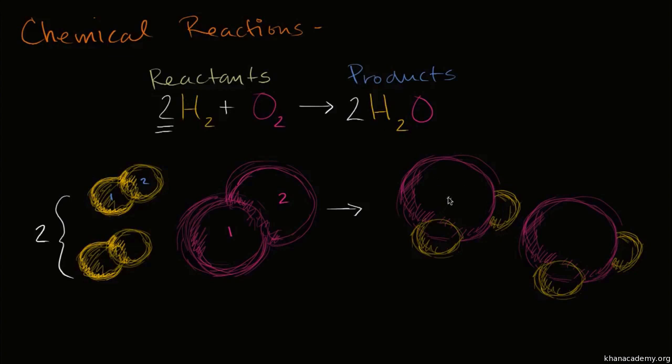And look, I did not create or destroy any atoms. I had one oxygen atom here. It was part of the oxygen molecule right here. And then I have the second one right over here now. Now they are part of separate molecules. I had 1, 2, 3, 4 hydrogens. I now have 1, 2, 3, 4 hydrogens, just like that.